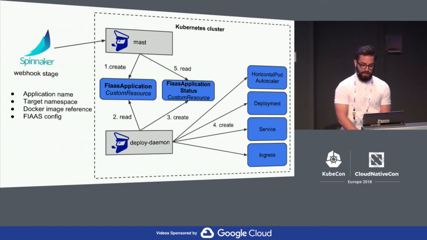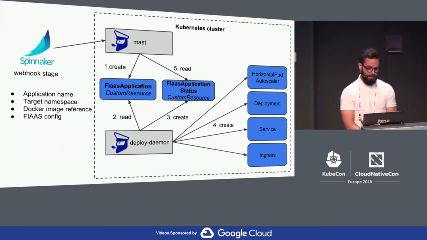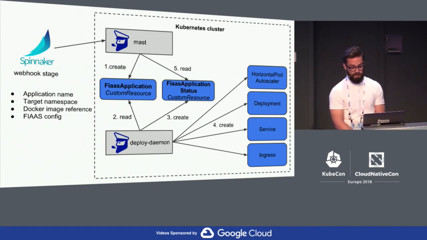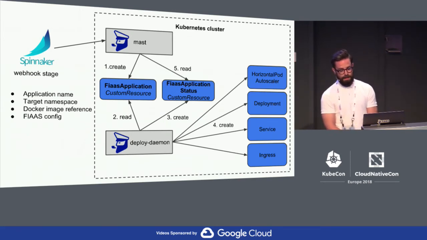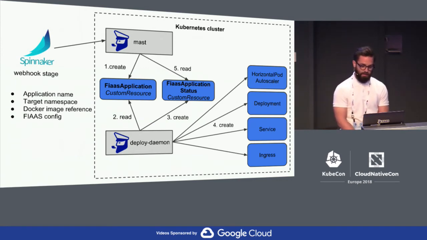So we're using the webhook stage to post a request to a custom service named Mast. Spinnaker is a sail, so Mast seemed like a suitable name for the integration point. This request contains the application name, target namespace, Docker image reference, and the FIAAS configuration. Mast then creates a FIAAS application custom resource or third-party resource containing this information, depending on the Kubernetes version that we're targeting.